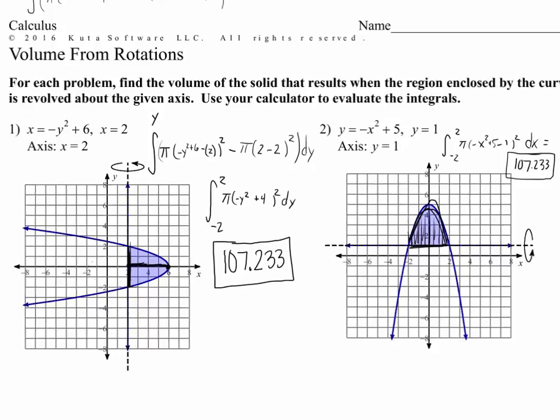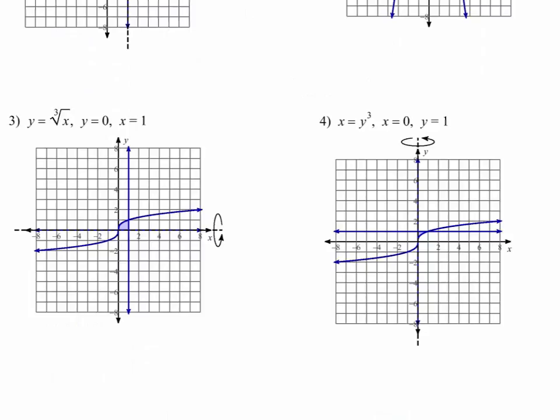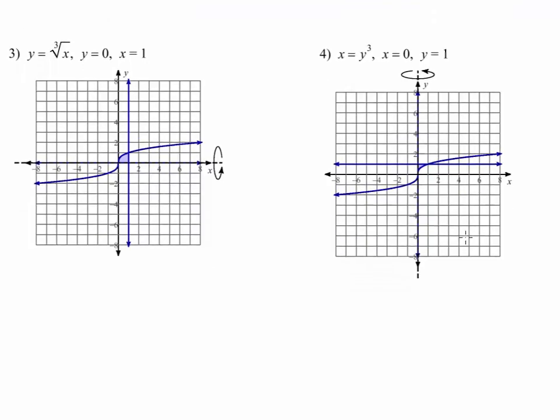Okay, let's look at problem number 4. Or sorry, number 3. Problem number 3. We've got this little shape right here. We're rotating it around this axis. Once again, there's no gap, so I don't need that second part to the equation. You can put it in there if it just helps, but you don't need it.